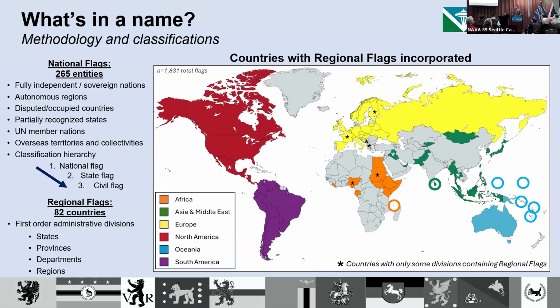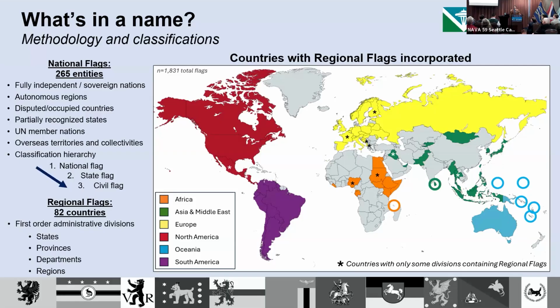Some methodology and classifications first before I dive in. So I analyzed in the neighborhood of 1,800 flags for this study. Broke them into 6 regions. They're on the map here. I'm right there. They're all color-coded by these regions. So North America's red, South America's purple, so on and so forth. That is consistent across the presentation, just to help understand when I'm talking about regional trends.